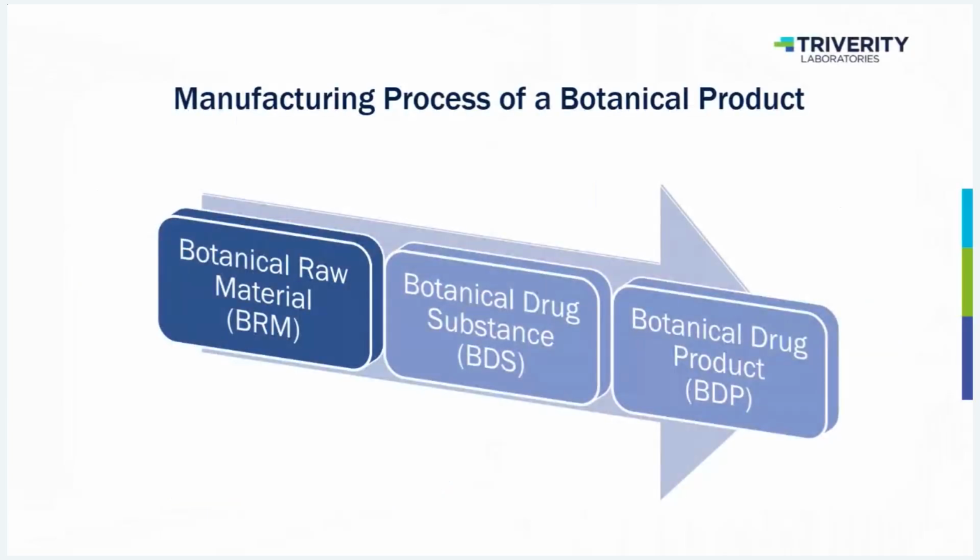Manufacturing of a botanical product, I'm going to be using these abbreviations. So botanical raw material is where we start, BRM, which is the plant material. Then it is extracted potentially into a botanical drug substance and then formulated into a botanical drug product, a BDP.